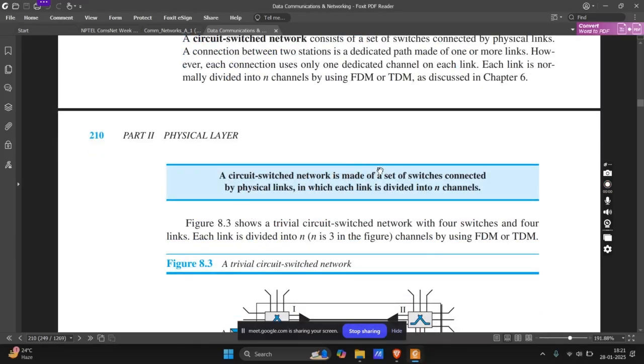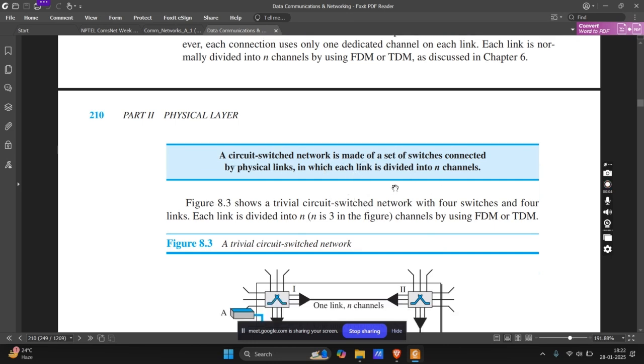So a circuit switch network is made of a set of switches connected by physical links, in which each link is divided into n channels. One way of dividing that, like I said, is by dividing the bandwidth. That is called FDM, or frequency division multiplexing.